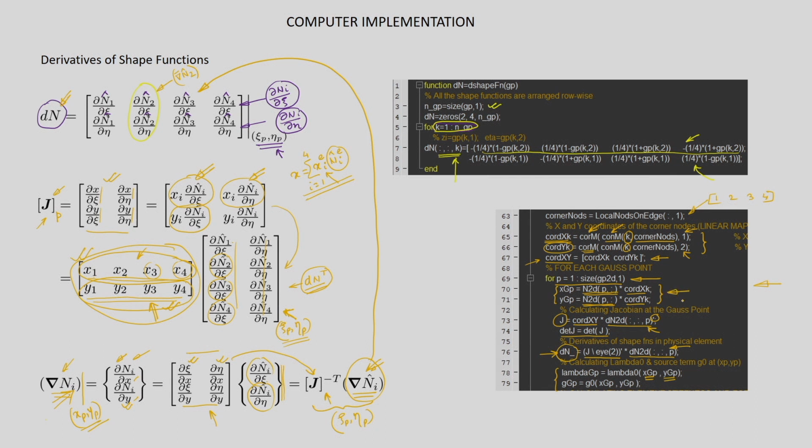So, xgp, ygp is basically the x and y coordinate in the physical element corresponding to xi p and eta p. At those points we are evaluating lambda and the source term g. Now, next we will be using all of them to evaluate the stiffness entries and the force entries for a particular element.